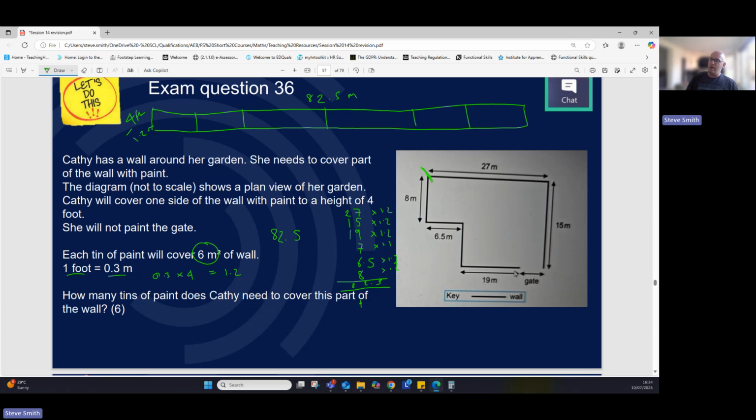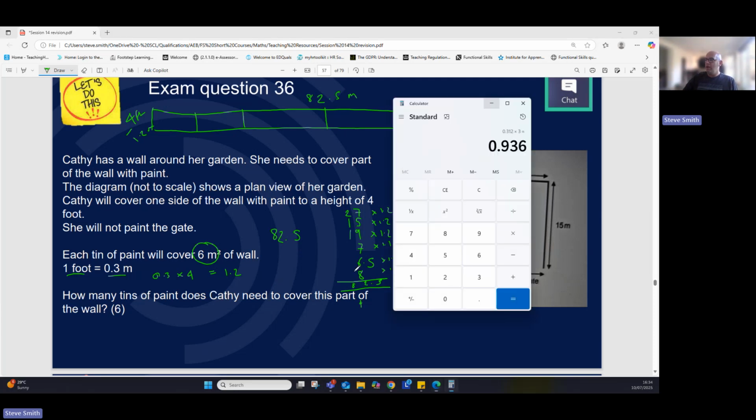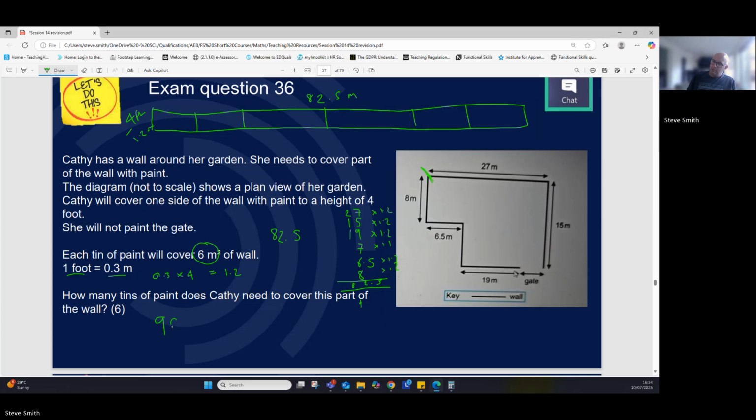However, we've added all our lengths up of our wall straight along, and we're going to times it by the height of 4 feet, which is now 1.2 meters. 82.5 length times by the height we're going to paint, 1.2. So we need 99 meters squared.